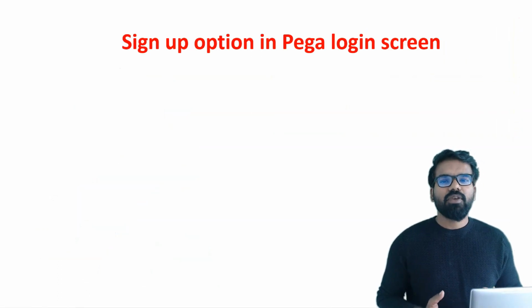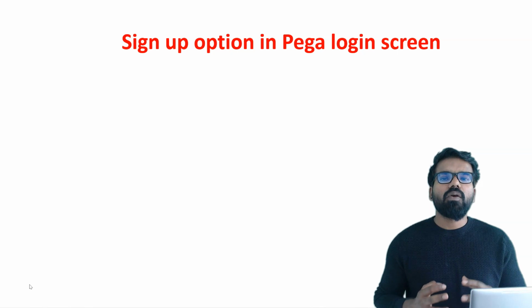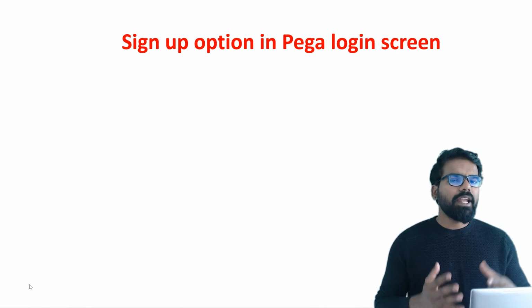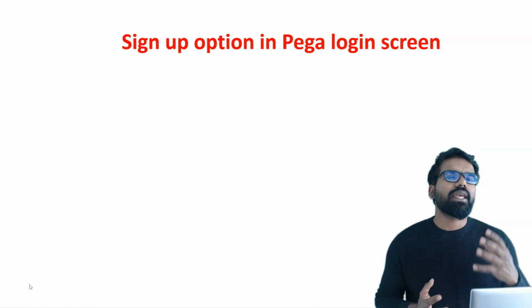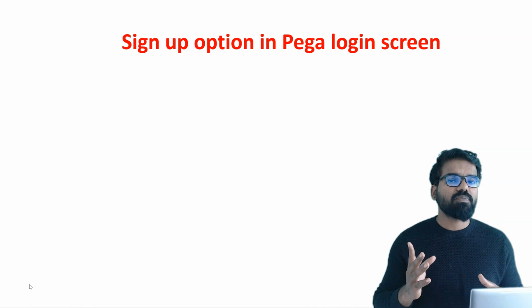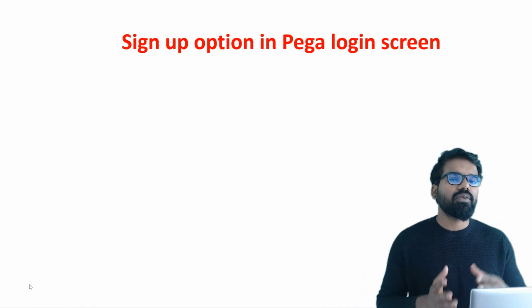In this video, we are going to look at the sign up options which we can do in the login screen. Pega by default doesn't provide a sign up screen, so we have to custom build the sign up option. The main role of the sign up screen is to create operators. We already know how to create operators. I already explained it in one of my previous videos, which you can look into.